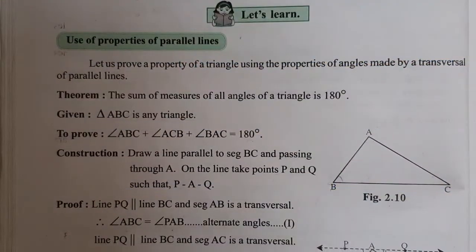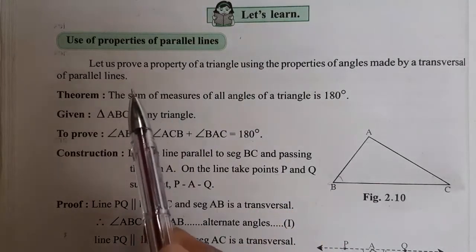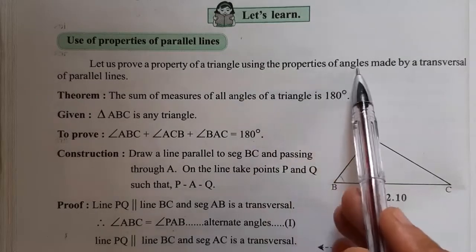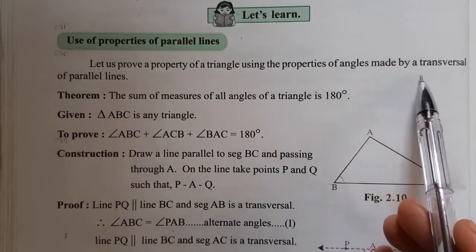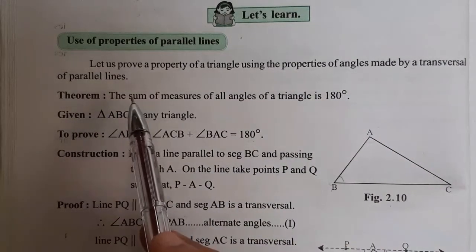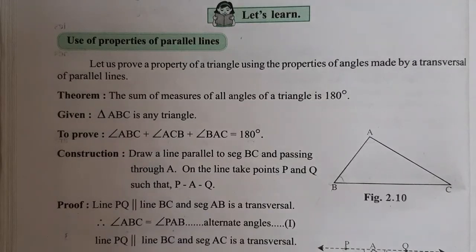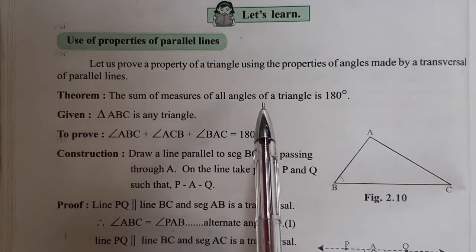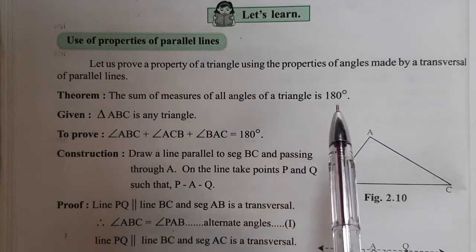Today, I am going to explain the use of properties of parallel lines. Now see here, let us prove a property of a triangle using the properties of angles made by a transversal of parallel lines. In the previous video I already explained the parallel lines, transversal and the angles formed by the transversal and parallel lines. Now here again we have to prove another theorem. The theorem is: the sum of the measures of all angles of a triangle is 180 degrees.